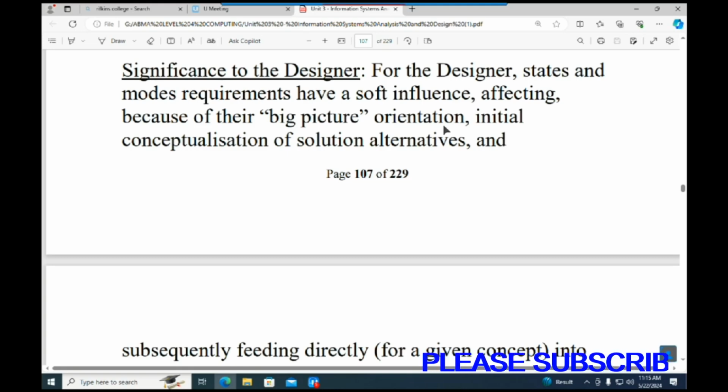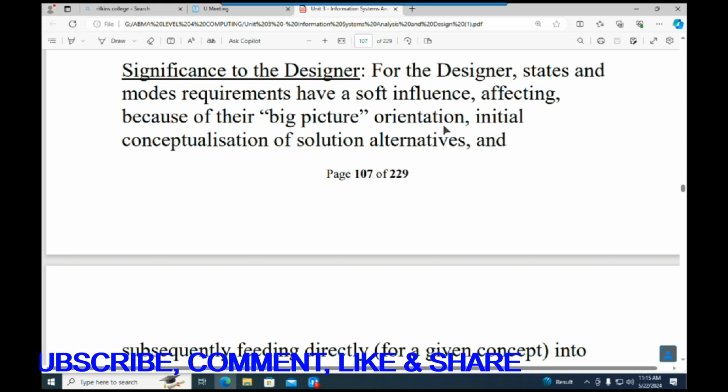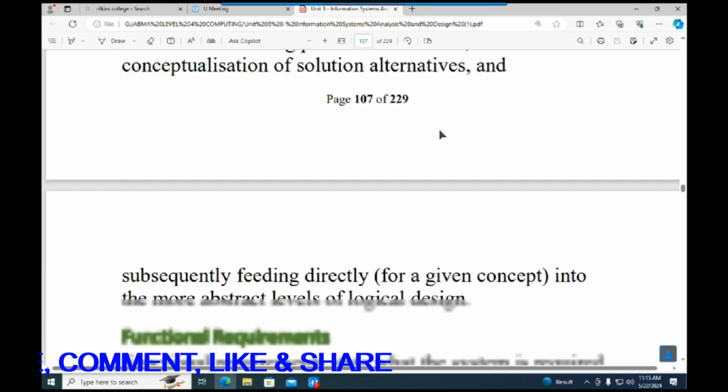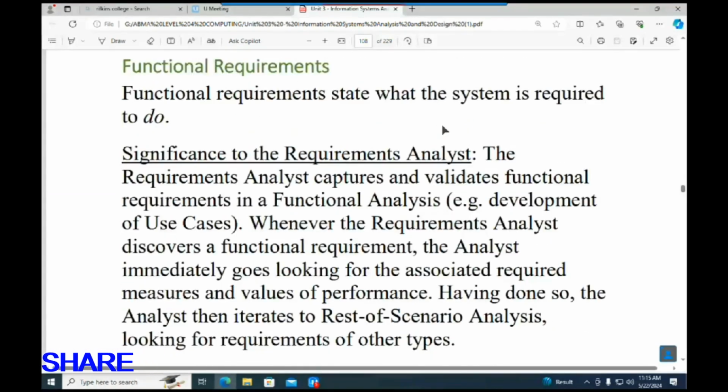Now, it is because the designer is oriented to the bigger picture of the system. His orientation is actually on the bigger picture of the system. So he is actually oriented in the conceptualization of any solution available and what alternatives we really have in that. Let's move to another type of requirement, that is the functional requirements. And the functional requirements, simply in layman's language, are going to tell us what the system is required to actually do.